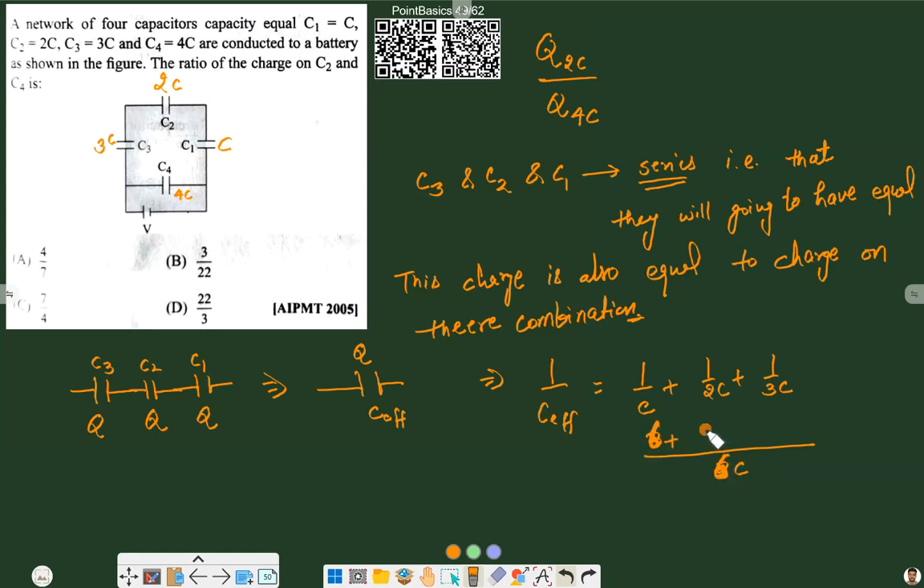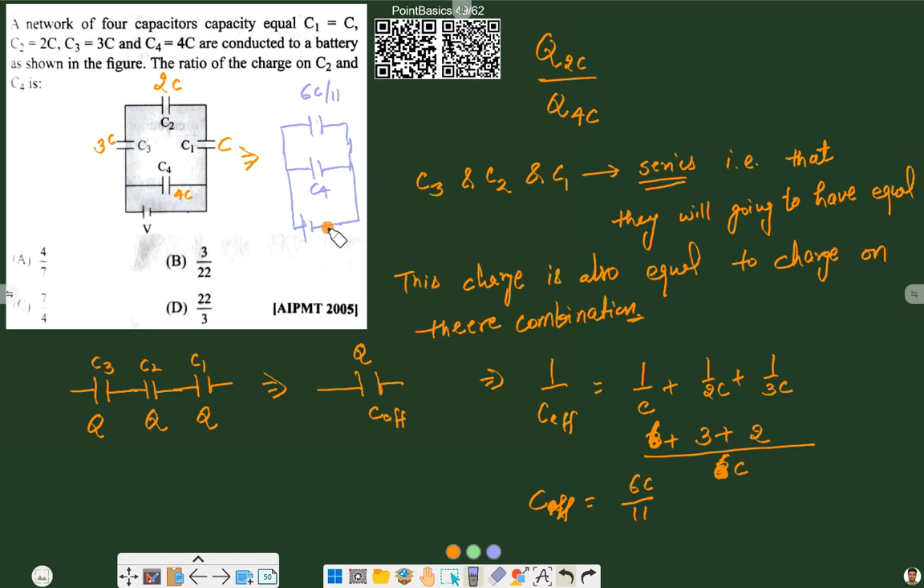So here we will get 6, here we will get 3, here we will get 2, and C effective will be equal to 6C by 11. So this whole circuit can be reduced into an equivalent circuit where we have a capacitor of capacitance 6C by 11. Then we have C4 here, and we have a battery connected to the whole system. So that's how we have reduced the whole circuit into a simpler one.